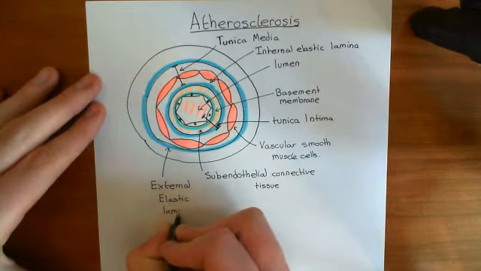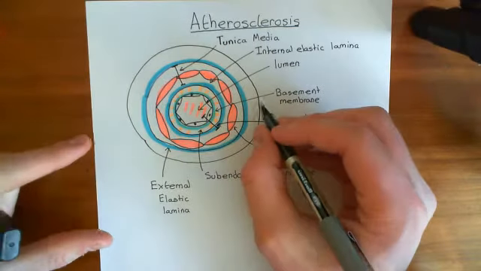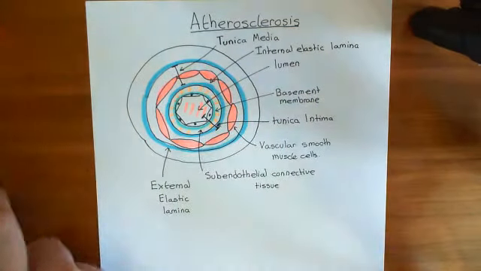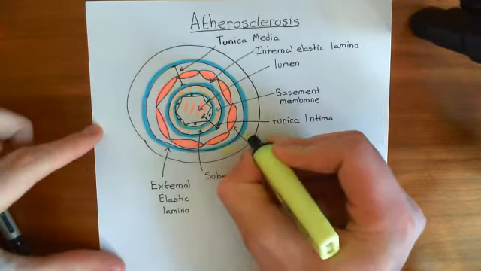Okay, and then outside of the external elastic lamina, you then have the final layer of the blood vessel, which is known as tunica adventitia. Okay, and I think actually the external elastic lamina will be accounted as part of tunica adventitia.